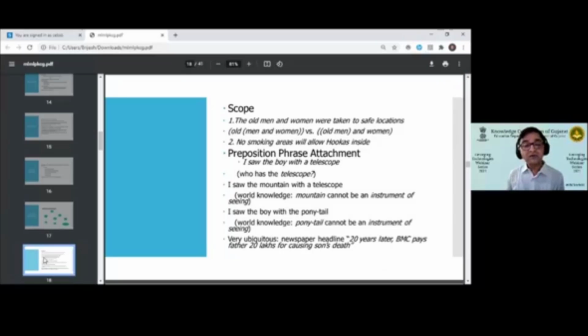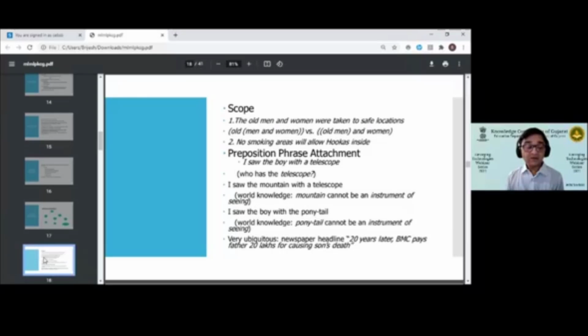I saw the boy with a telescope. So who is holding the telescope? You or the boy, or I or the boy? That cannot be figured out from this. So where do you attach the phrase a telescope? It goes with boy or it goes with I. Then if I say I saw the mountain with a telescope, then maybe I can figure out that I am holding the telescope, because a mountain cannot hold a telescope.